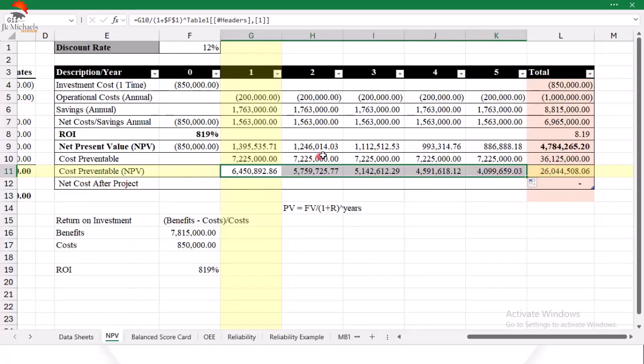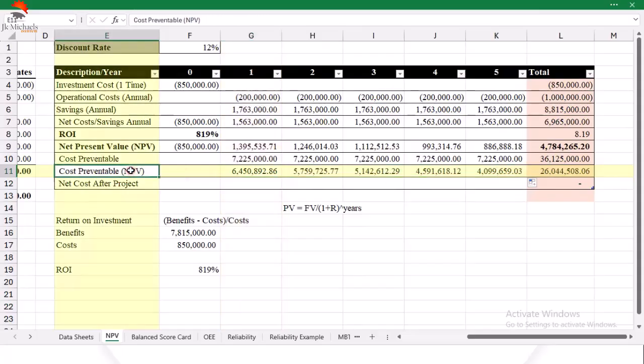Even though, yes, at face value, it looks as if over that 5 years we would have spent 36,125,000, when we adjust to present value, then what we'll be spending, cost preventable, this is not net present value, this is more of present value. The present value of cost preventable will be 26 million.